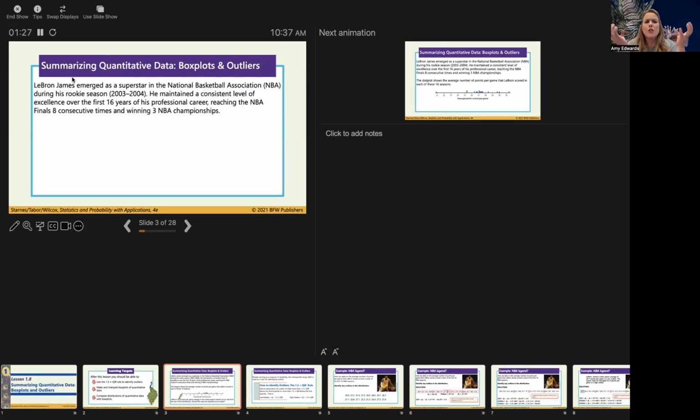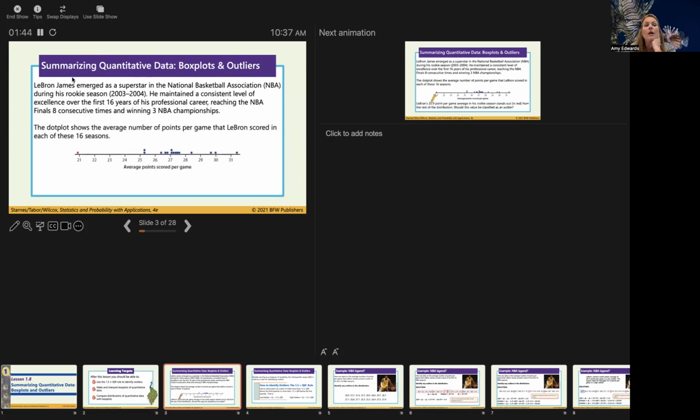He was an NBA superstar. He maintained a consistent level of excellence. He has 16 years in his career. He reached the NBA Finals 8 times and he won 3 times. When you say LeBron James, you know, oh, basketball. He's a basketball player.